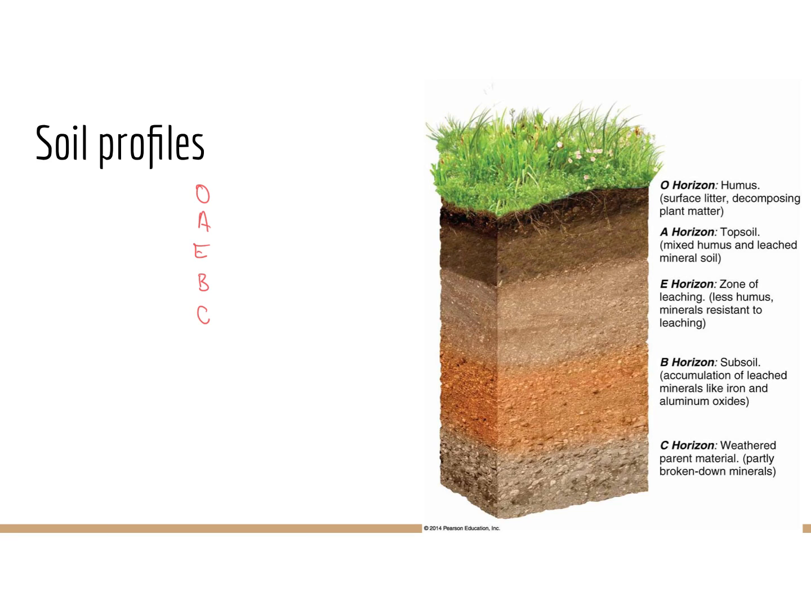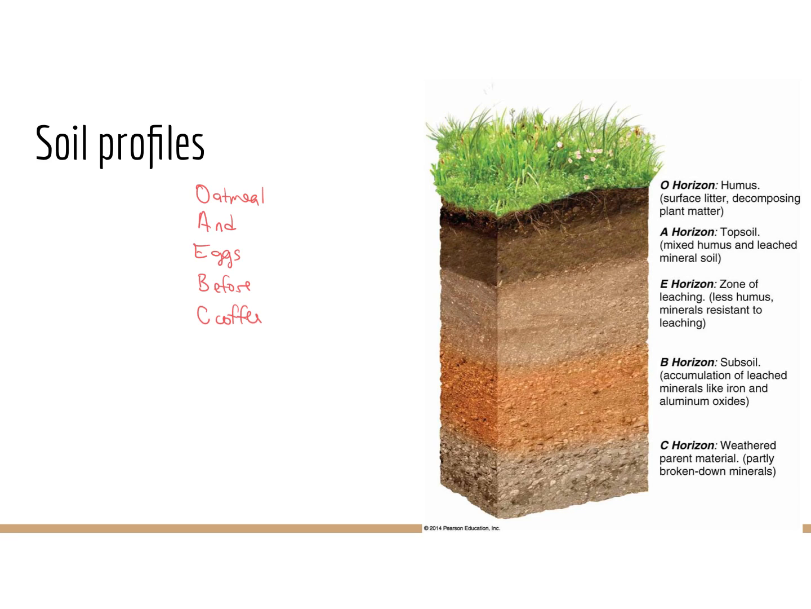You will have to remember this order. You can think oatmeal and eggs before coffee. So O horizon, A horizon, E horizon, B horizon. Let's talk about each of these different layers.